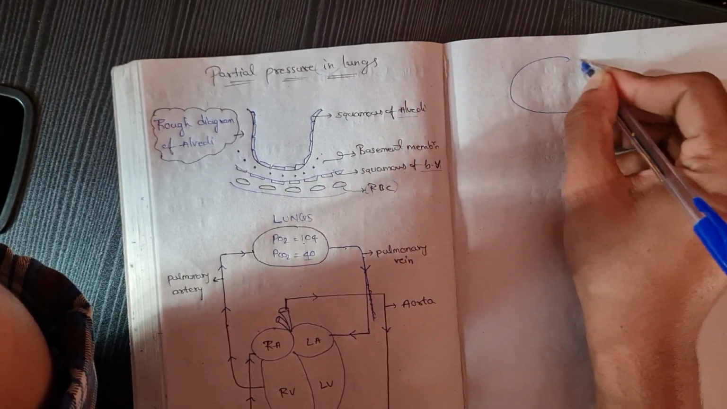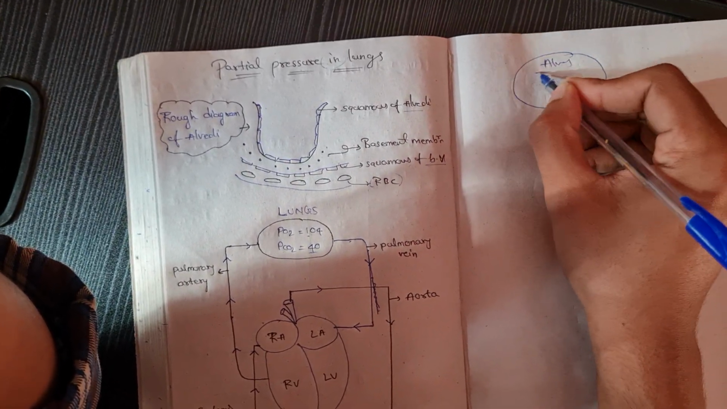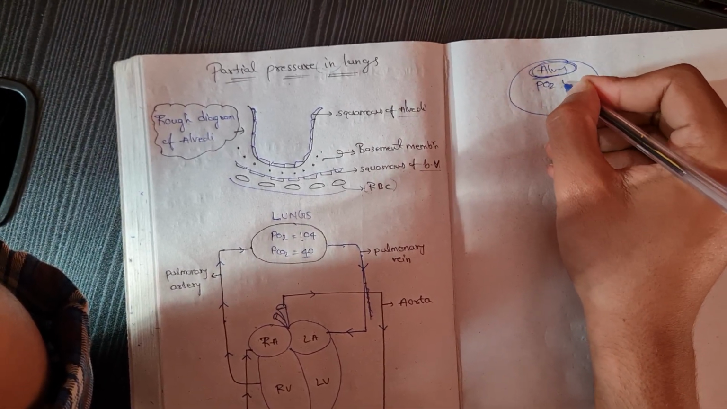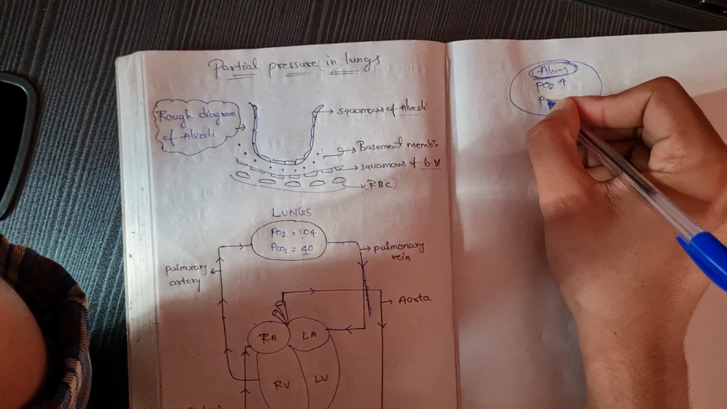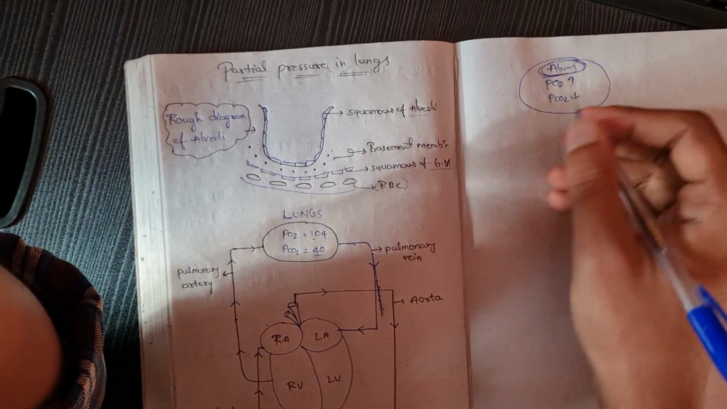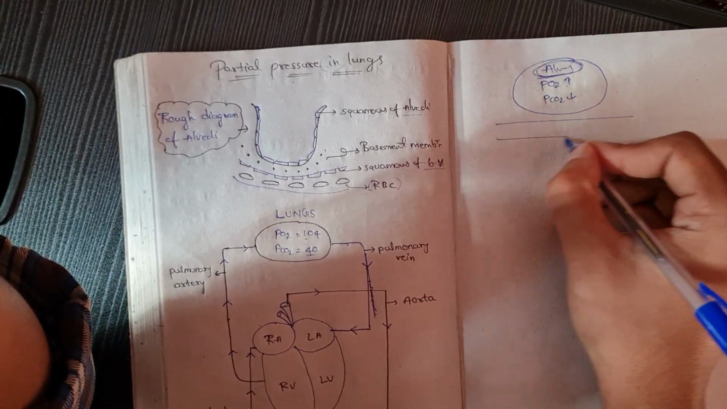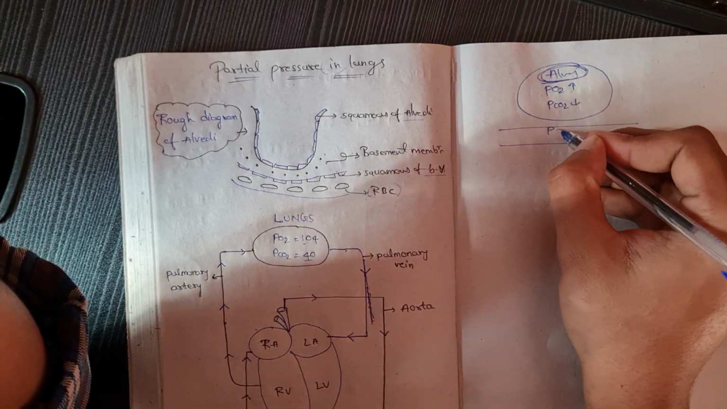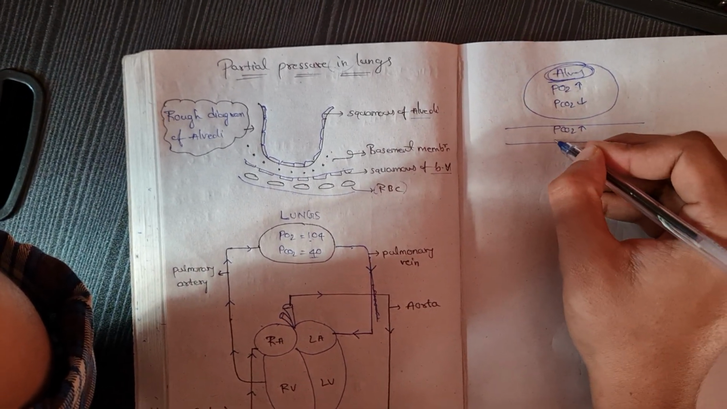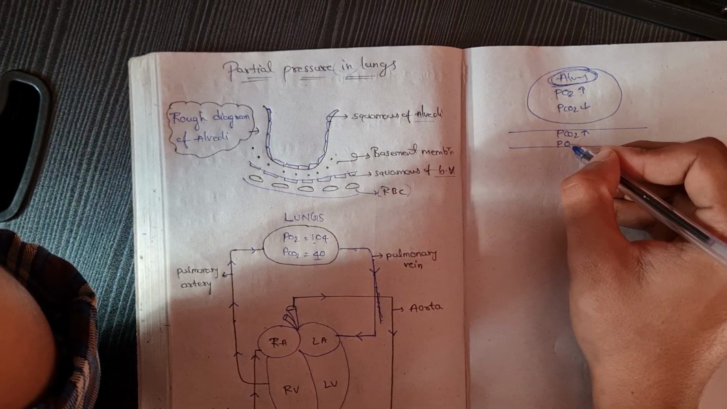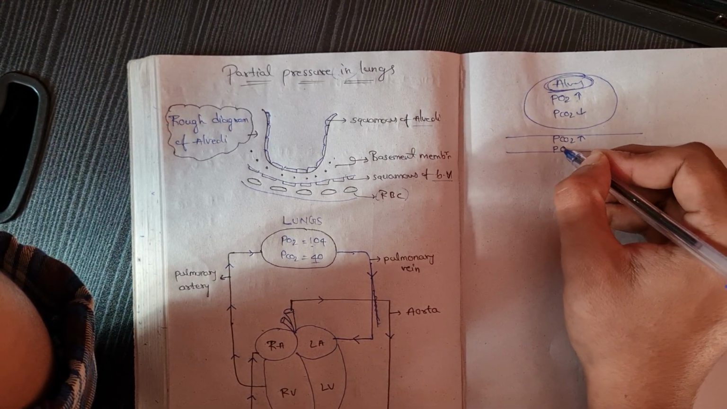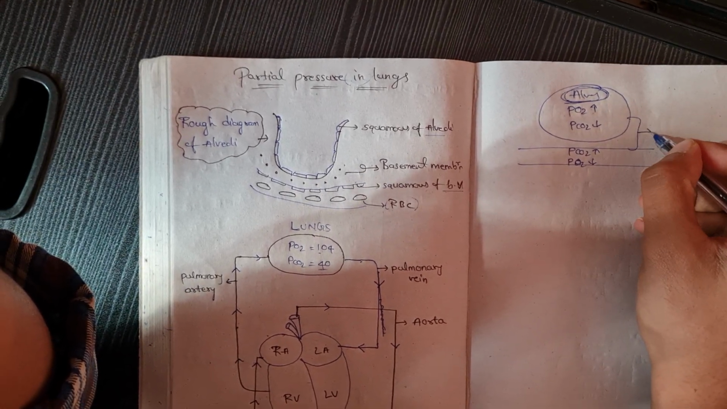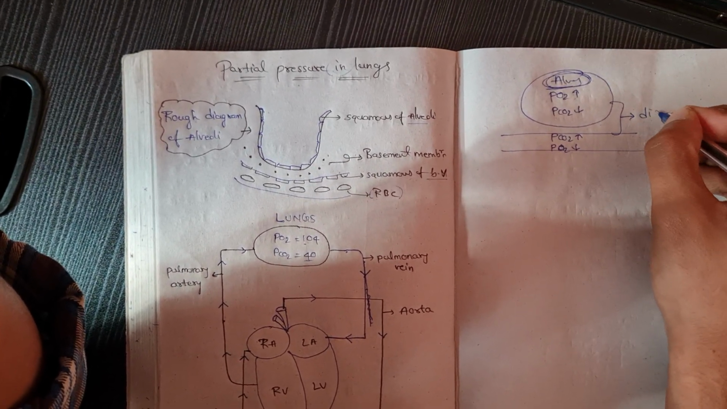Imagine this is an alveoli. This is the alveoli where the partial pressure of oxygen will generally be more and the partial pressure of CO2 will be less. And this is a blood vessel near the alveoli in which the partial pressure of CO2 will be more and the partial pressure of O2 will be less. So, in between the alveoli and the blood vessels, there will be a diffusion.